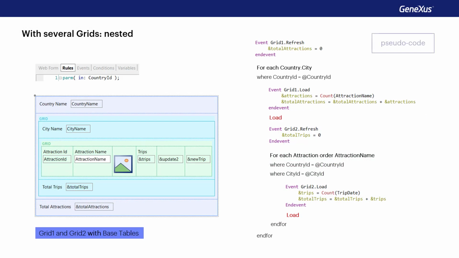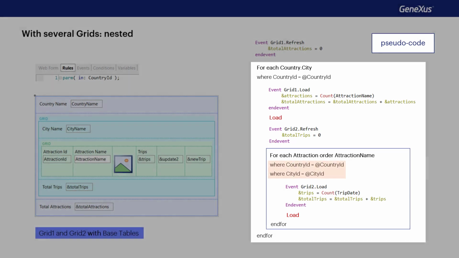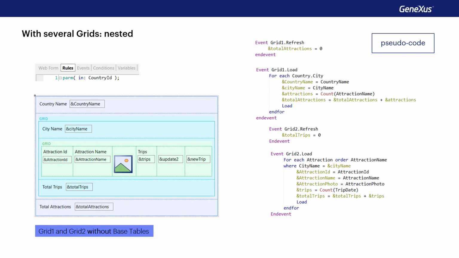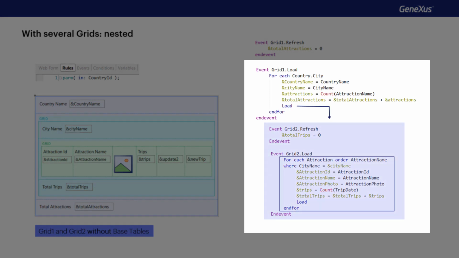In the case of grids with a base table, this join was established automatically without having to do anything. Genexus detected it and added the filter in its source program. On the other hand, in the case of grids without a base table, we had to specify it in the for each that we implemented to load the nested grid, and we only filtered by city, because the filter by country was already implicit by receiving it in a parameter in the country ID attribute.